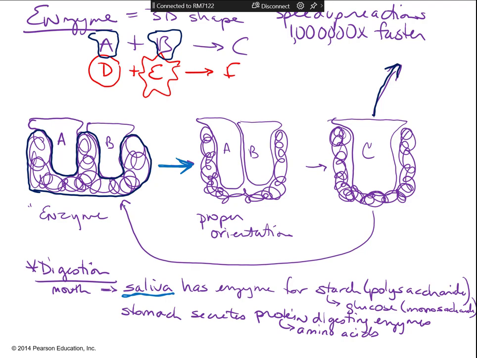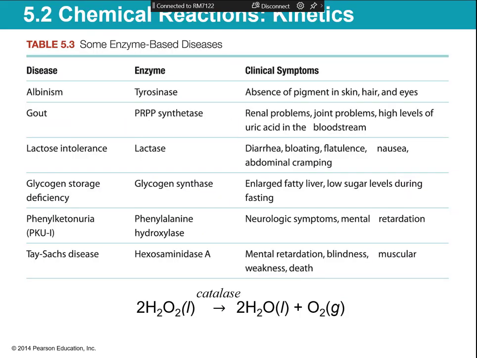And if you're missing any of these types of enzymes, then you end up with a disease. A lot of diseases are genetic, which means you inherit them from your parents. One that is not as bad as all of the others, but still not great, is lactose intolerance. Lactose intolerance is what happens when your pancreas doesn't make the enzyme lactase. This is the name of the enzyme, and it comes from your pancreas.